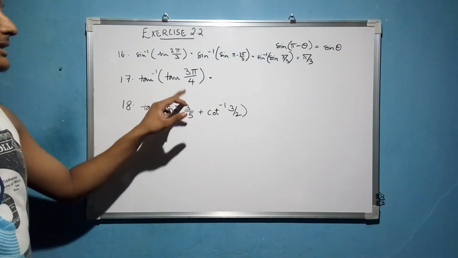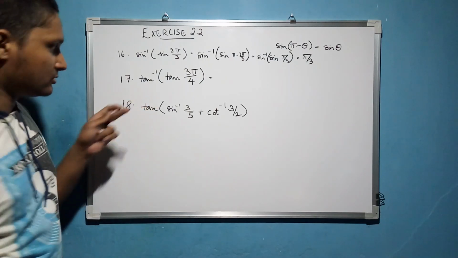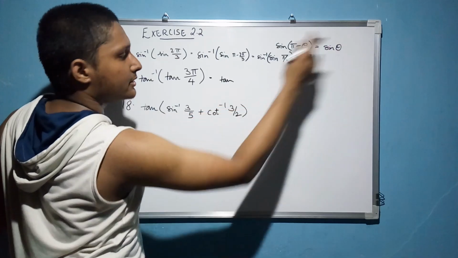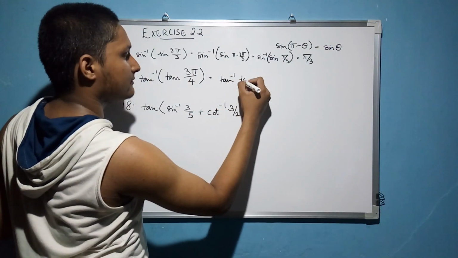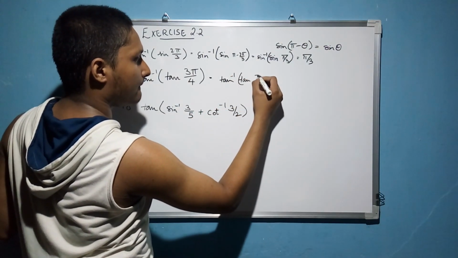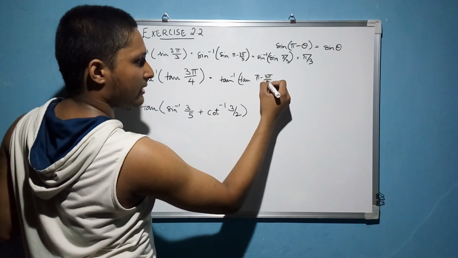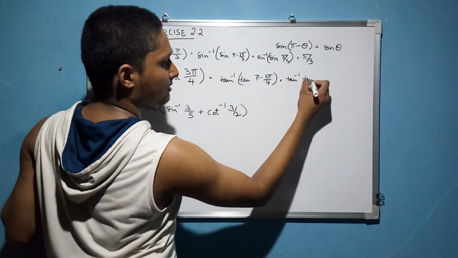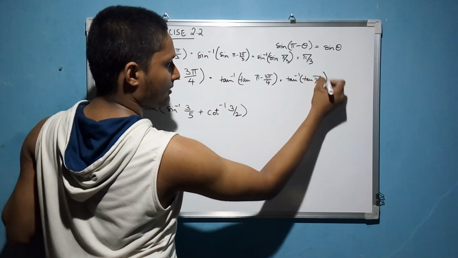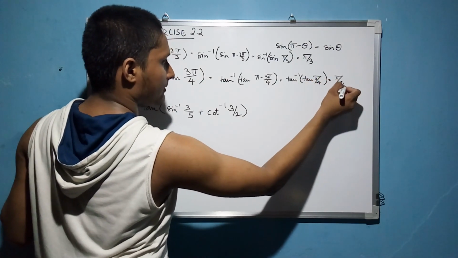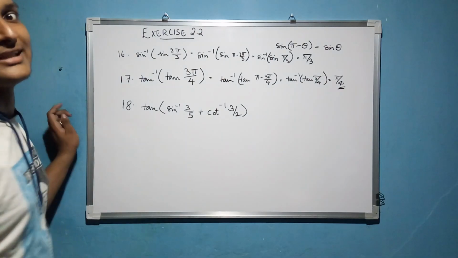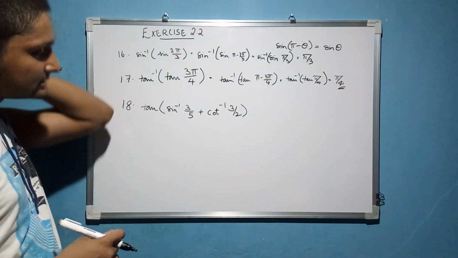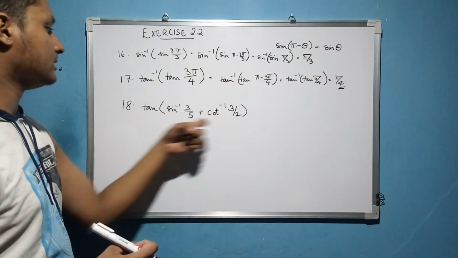Now we have tan inverse tan 3 pi by 4. I think I've shown this already, so I'll do that fast. Similarly, this becomes tan inverse tan pi minus 3 pi by 4. That comes to be tan inverse of tan pi by 4, which is equal to pi by 4. That's what I got. I had also shown this in the starting of this class. Now we have the remaining things.